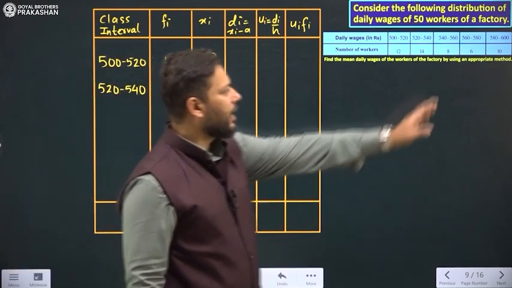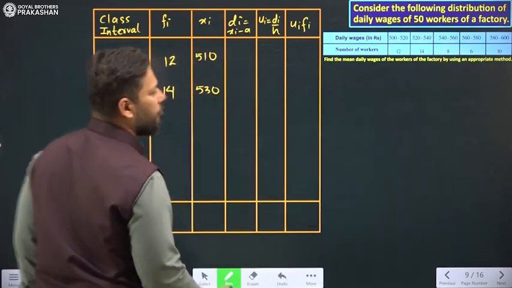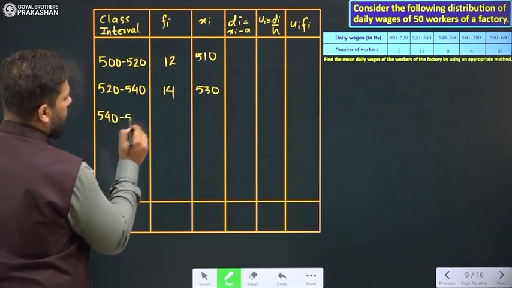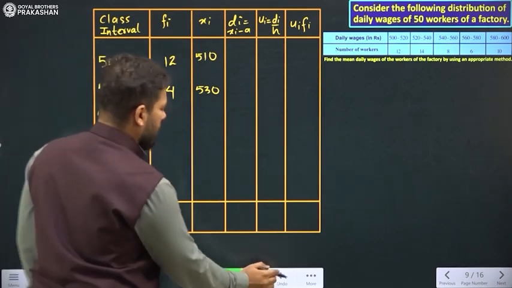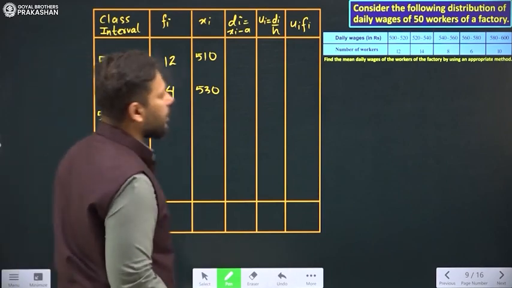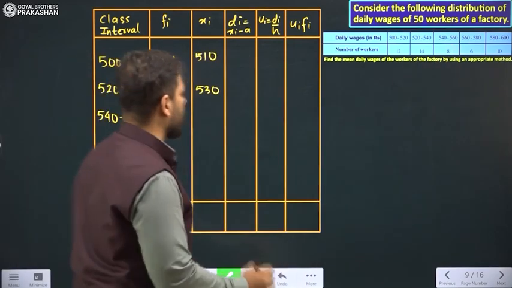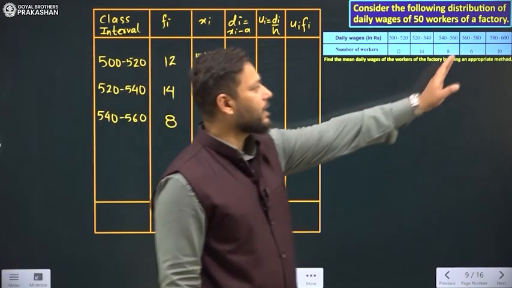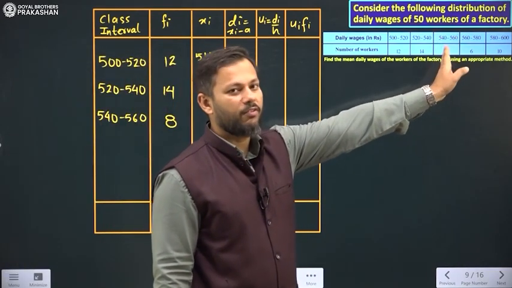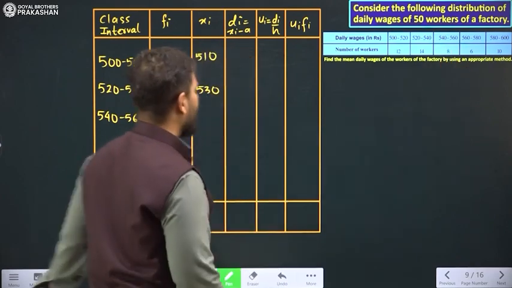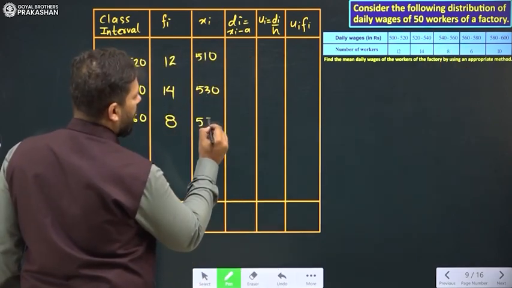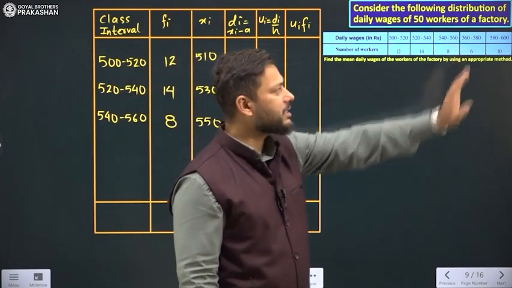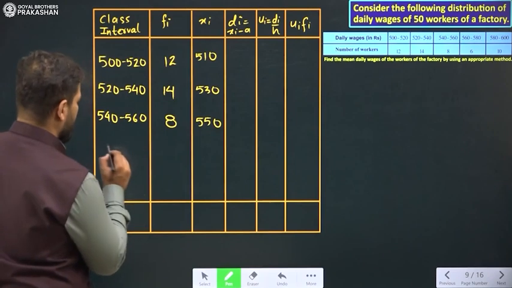Moving ahead, the next class interval is 540 to 560. Let us write it. 540 to 560. And what is its frequency? There are a total of 8 workers in that category. So we'll write 8. And what is going to be the class mark? 560 added with 540 divided by 2. That will be around 550.